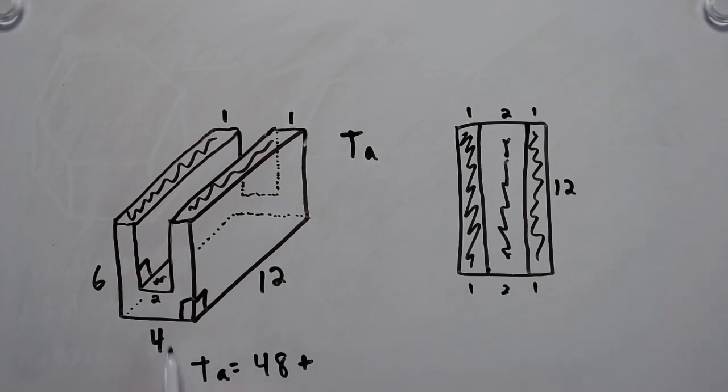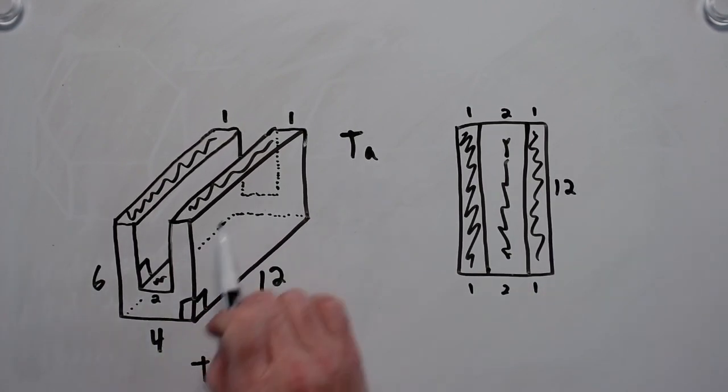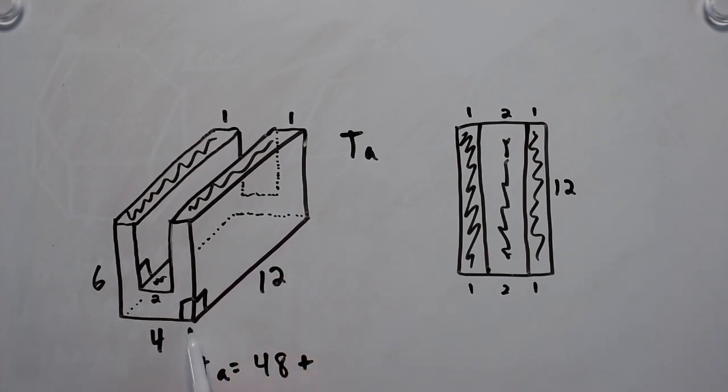Now let's imagine we're looking at the bottom of this shape. We would just see a rectangle. It would be a 4 by 12 rectangle. This face here, which is also 48. And we know we have more, so let's put a plus. So we've got the top view and the bottom view.